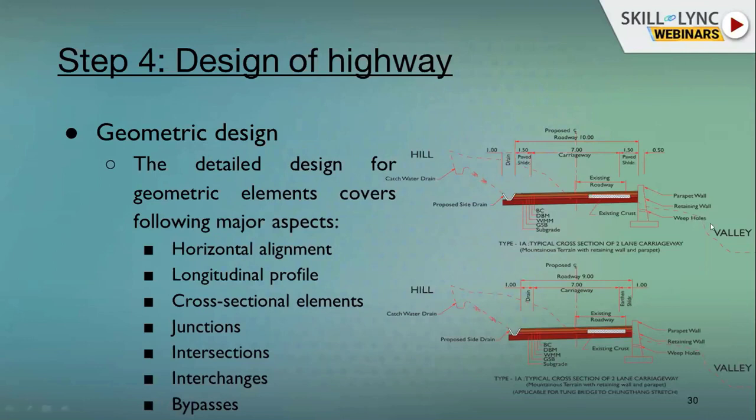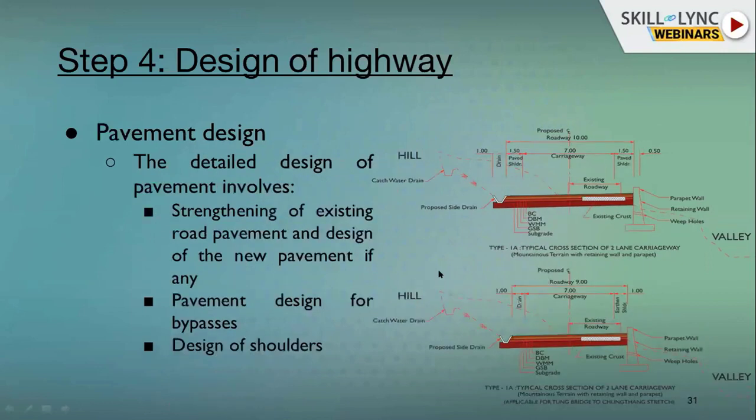Hill road means one side it is valley, the other side it is hill. On the valley side we have breast and retaining walls. That we'll discuss later. Pavement design will cover strengthening of the pavement, pavement of bypass, and design of the shoulder. All this comes under pavement design.